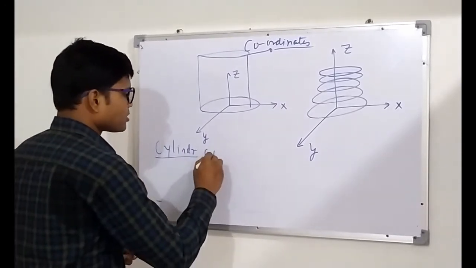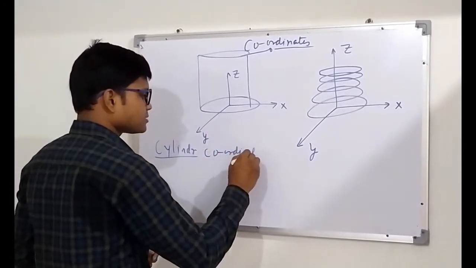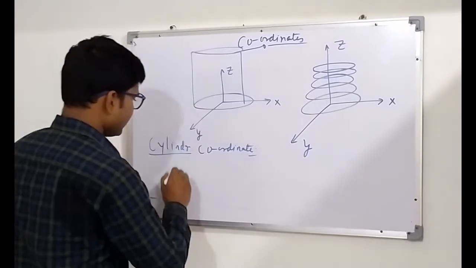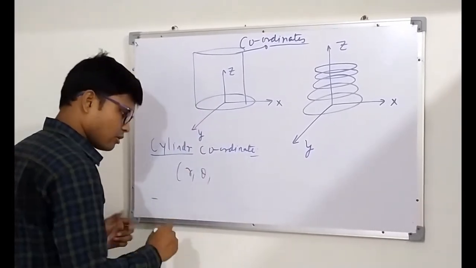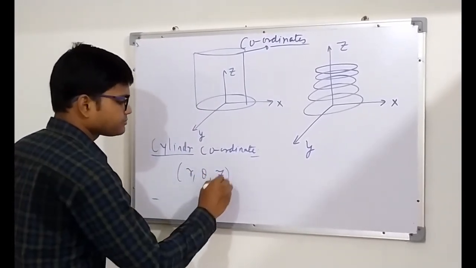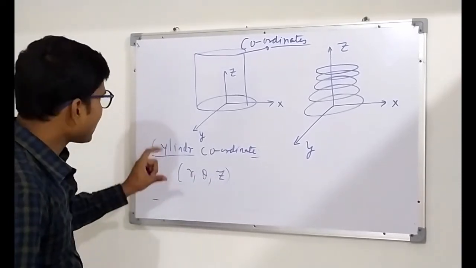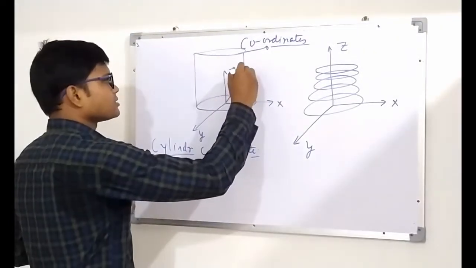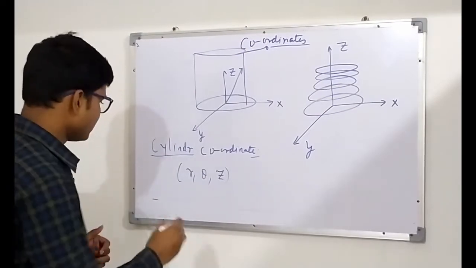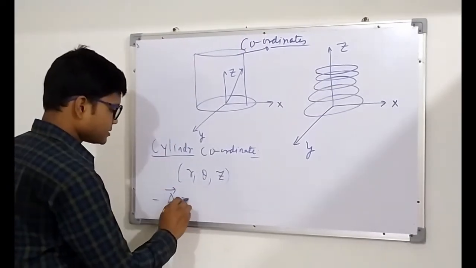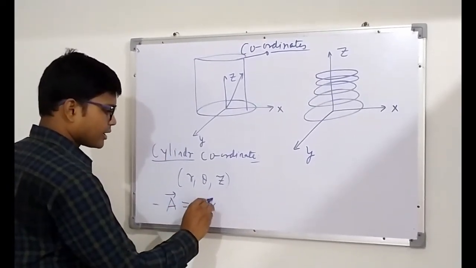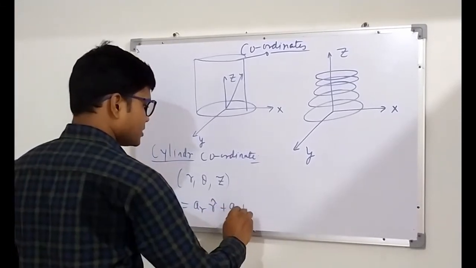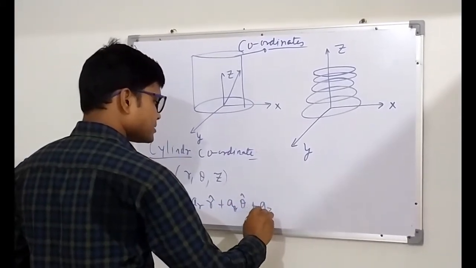So the cylindrical coordinate system in three-dimensional space is represented by r, theta also, but with some z. And if you have any vector in the cylindrical polar coordinate system, this vector will be represented by a_r r hat, a_theta theta hat, plus a_z z hat.